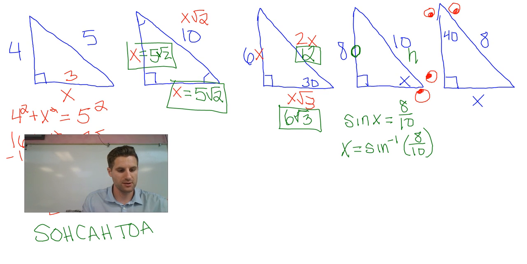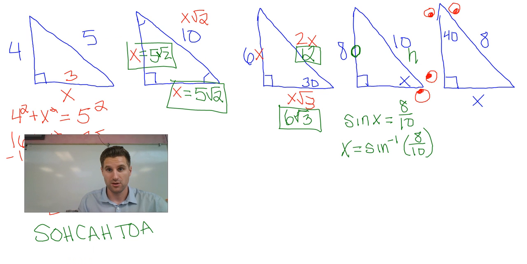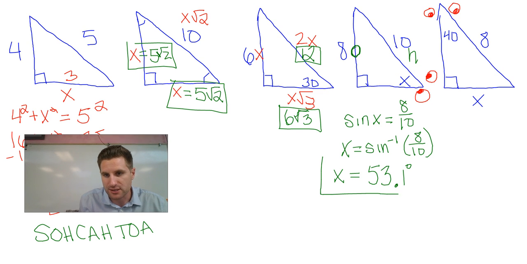Okay, whoops, I think I made a mistake. One second, let me double check my answer. Okay, sorry about that. So we should get about 53.1 if we round to the nearest tenth. And remember, this is an angle, so we're going to talk about degrees.